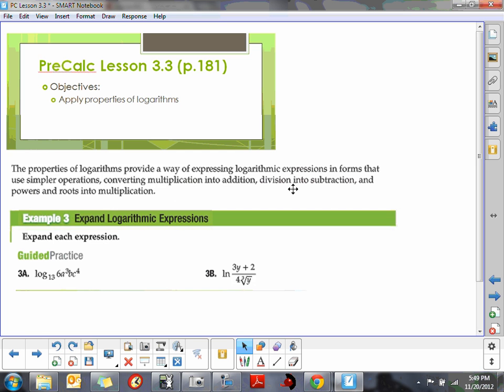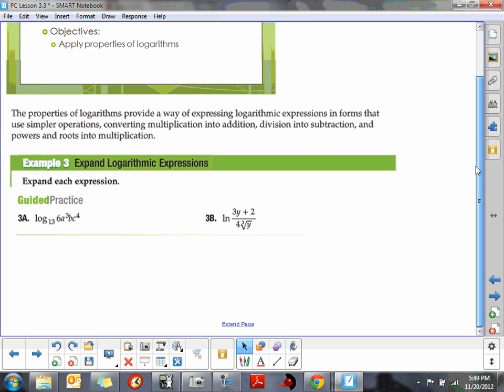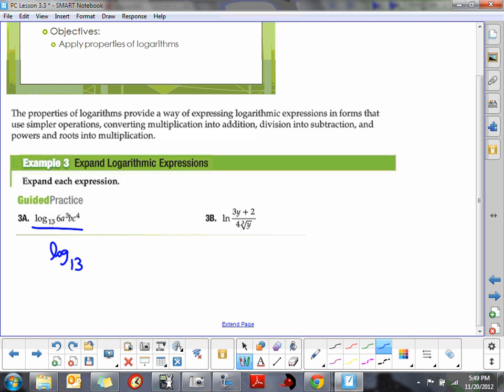So I'm going to show you how this works and what they're thinking when they ask you to do this. Remember, all these are contrived problems to help you practice learning your properties of logarithms. So here's the first statement we're looking at, and I'm just going to rewrite it. I always like to rewrite: log base 13 of 6 times a cubed times b times c to the fourth.